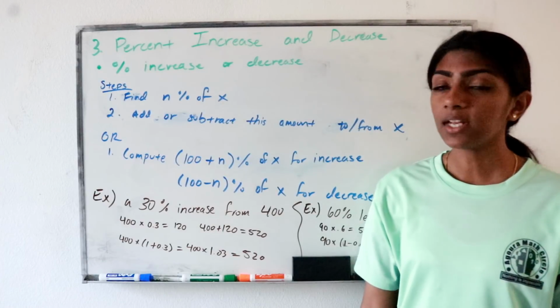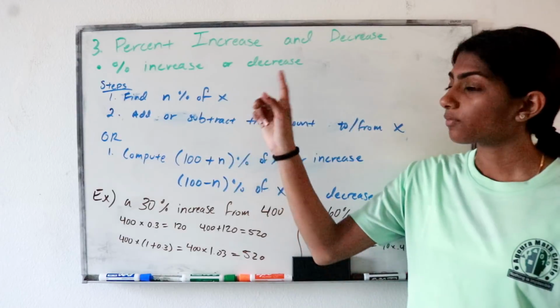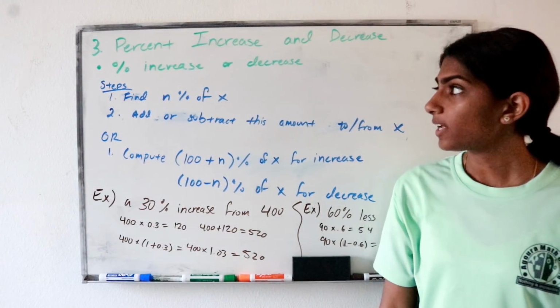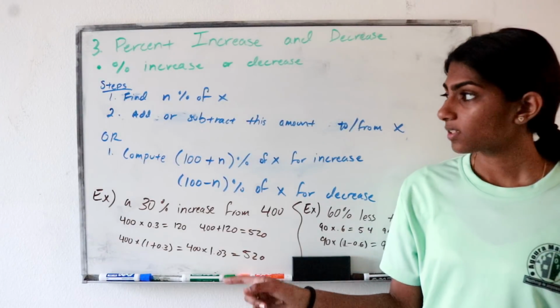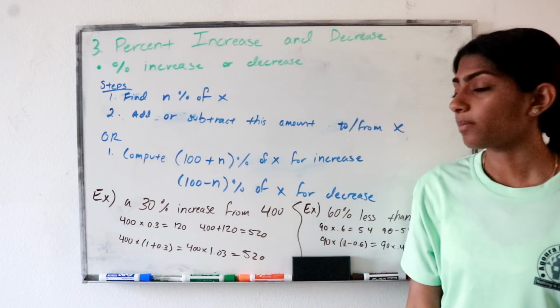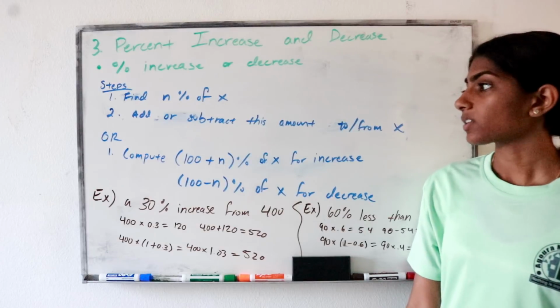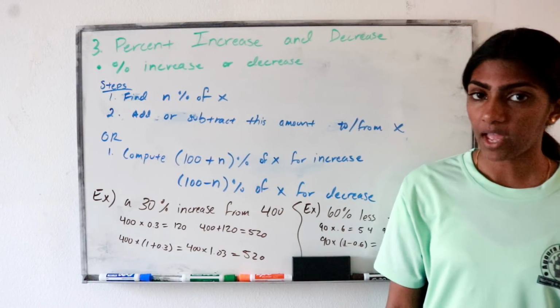So next, let's look at percent increase or decrease. The first type of problem you can solve is the percent increase or decrease types of problems. For this, you're going to find n% of x, and then you want to add or subtract this amount to/from x. So you can add to x, or you can subtract from x.